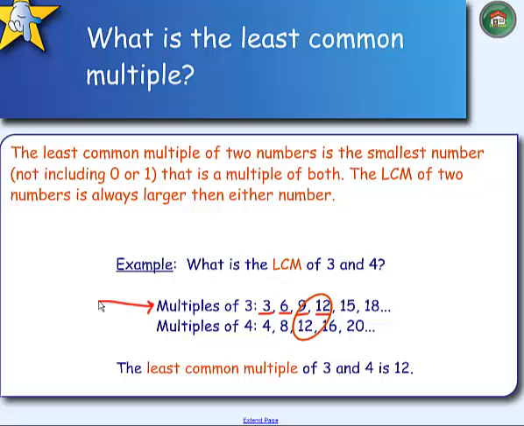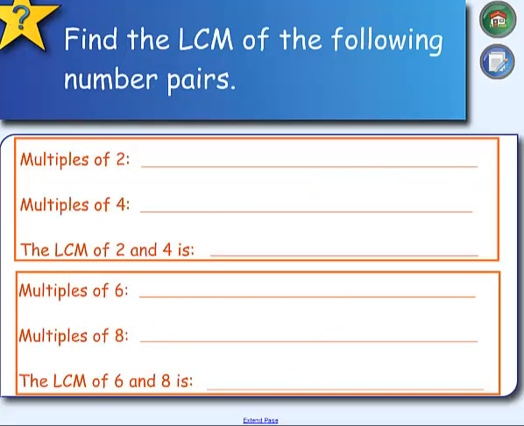One way is to list the multiples and find the one that shows up in both of them first. Remember, it has to be a bigger number than what you started with. So the multiples of 3 and the multiples of 4 show us that 12 is the least common multiple. Let's practice this. The first thing we need to do is list the multiples.